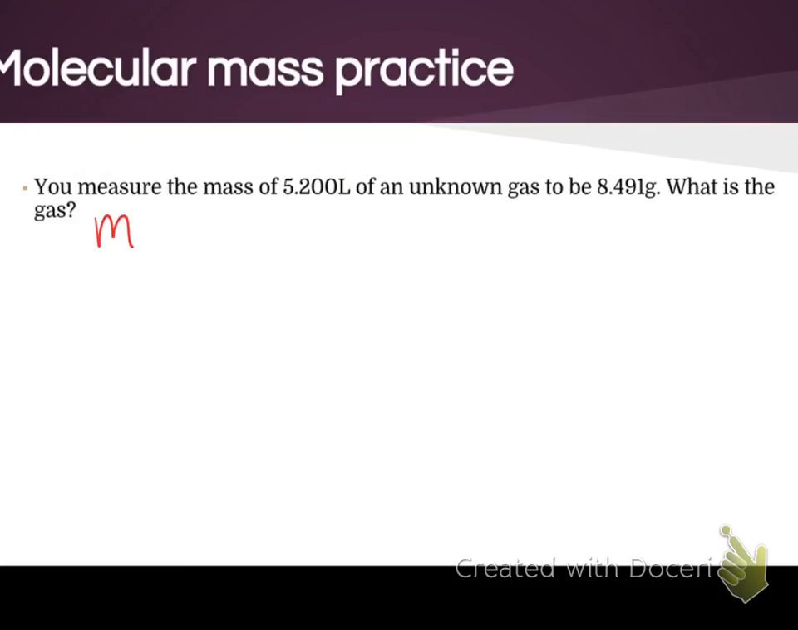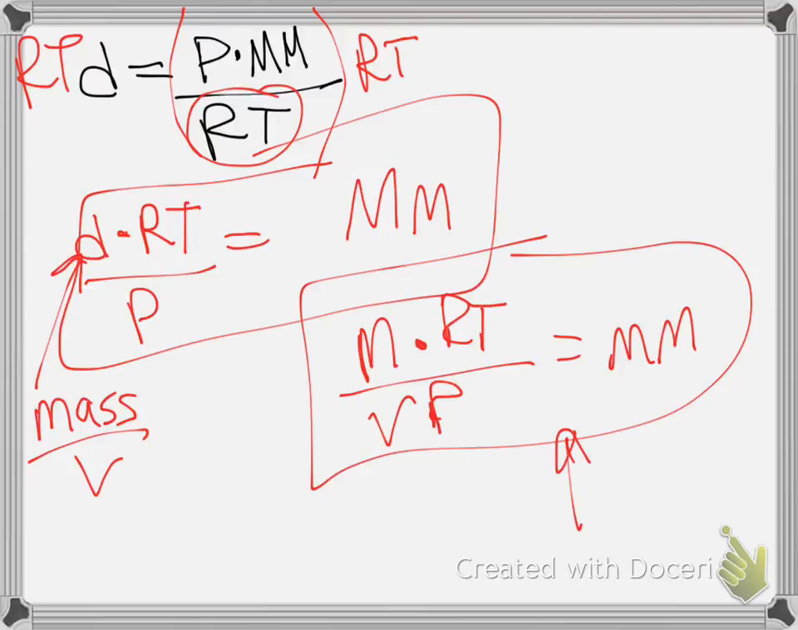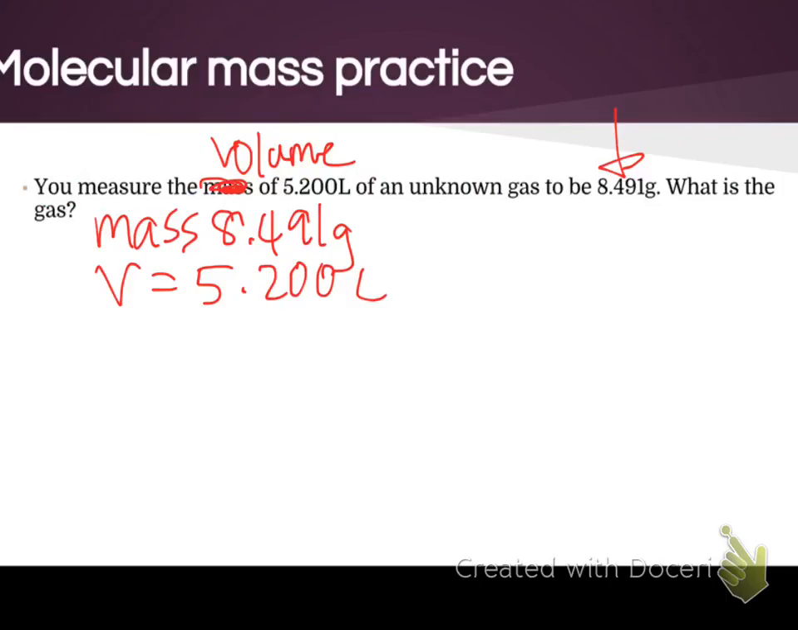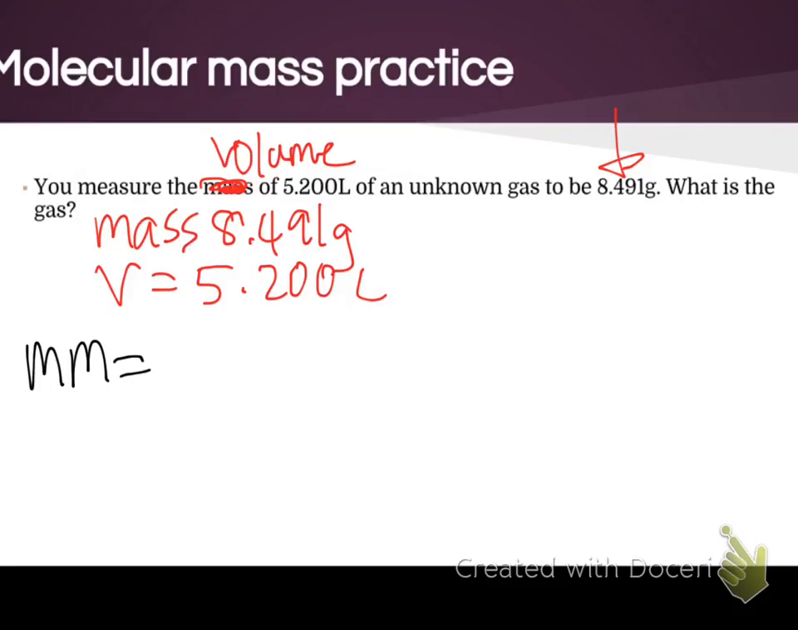If I have a mass of 5, wait, that's not a mass. That is supposed to say volume, I think. Yes, that's the mass. Okay, so the mass is, oops, there we go, 8.491 grams, and the volume is 5.200. So since they're giving me a volume and a mass, I'm probably going to use the second version of this because it has volume already and it has mass in it already. So I'm going to say my molar mass equals the mass times RT divided by VP.